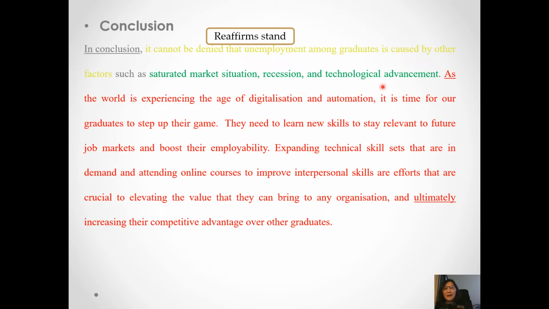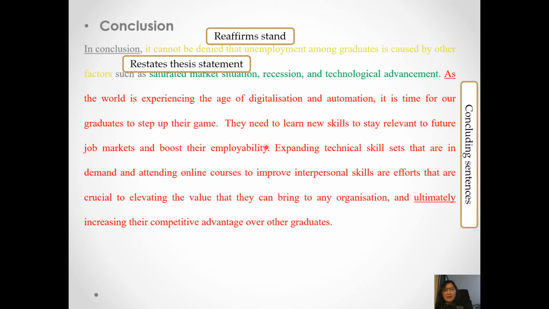After that, I provide some concluding sentences, and these can be in the form of advice. Here, I advise them they need to learn new skills to stay relevant to future job markets. Also suggestions, that they can attend online courses to improve interpersonal skills to make sure that they increase their chances of being employed. So these are the concluding sentences to sum up everything that has been discussed so far.